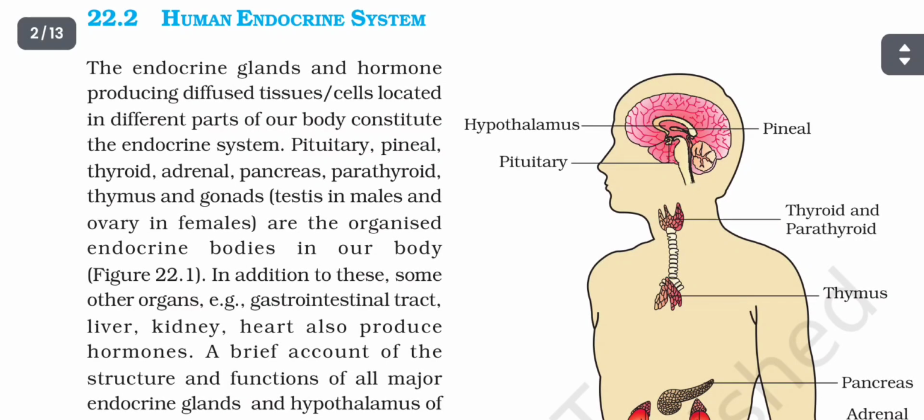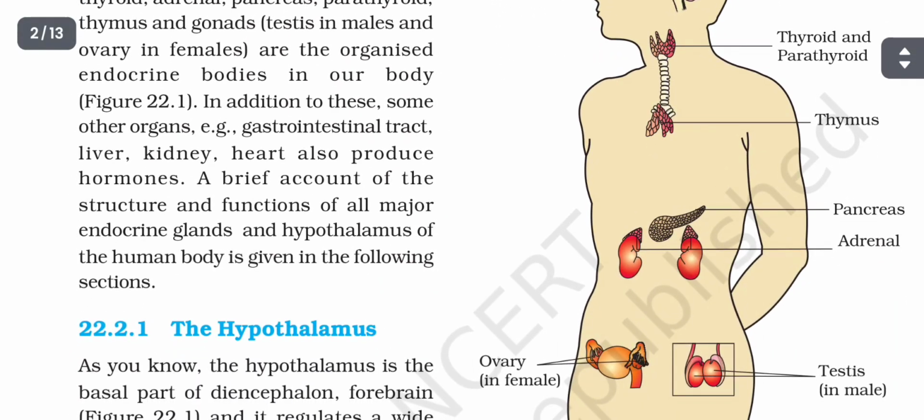Human endocrine system. The endocrine glands and hormone-producing diffuse tissues or cells located in different parts of our body constitute the endocrine system. Pituitary, pineal, thyroid, adrenal, pancreas, parathyroid, thymus and gonads (testes in males and ovary in females) are the organized endocrine bodies in our body. In addition to these, some other organs, for example gastrointestinal tract, liver, kidney, heart, also produce hormones. A brief account of the structure and function of all major endocrine glands and hypothalamus of the human body is given in the following section.